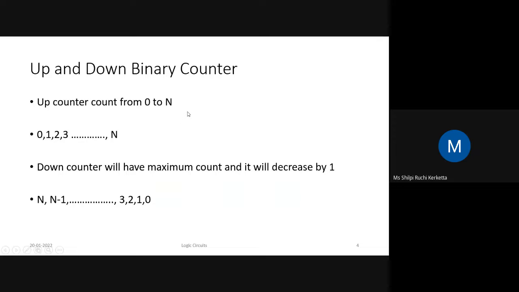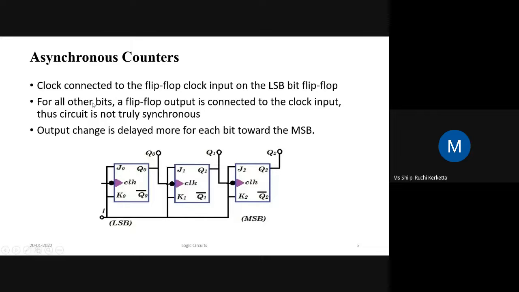Another type of specification of counter is the up and down counter. An up counter will count from 0 to n, like 0, 1, 2, 3, 4, and so on till n. A down counter starts with the maximum count, so first we have n, and then it decreases by 1 until it goes to 0. So this is an up counter, and this is a down counter. We will be studying the asynchronous counter.